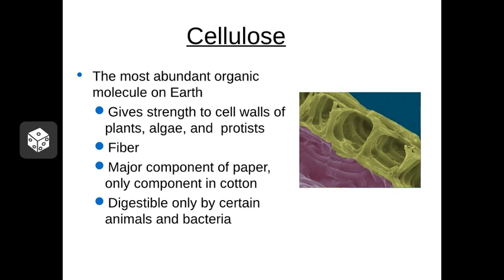There are certain animals and certain bacteria that can break it down and get energy out of it. You might think about a cow, for instance. Cows eat grass all day long. They are able to get energy out of it. So how do they do that? Well, they have special bacteria inside their guts that helps them break down the cellulose. We don't have those bacteria, so we can't break it down.